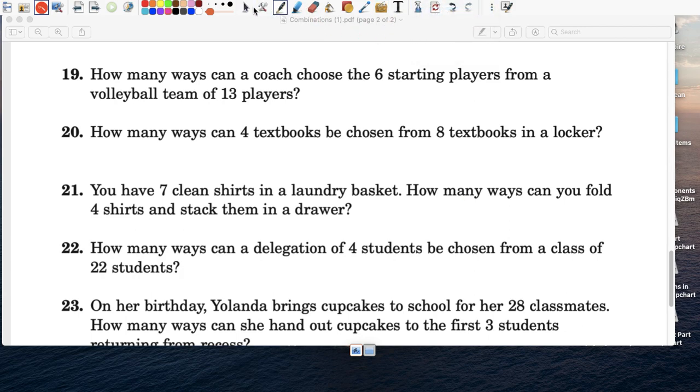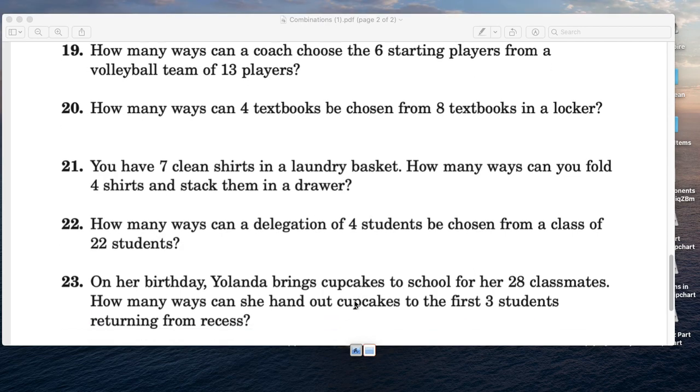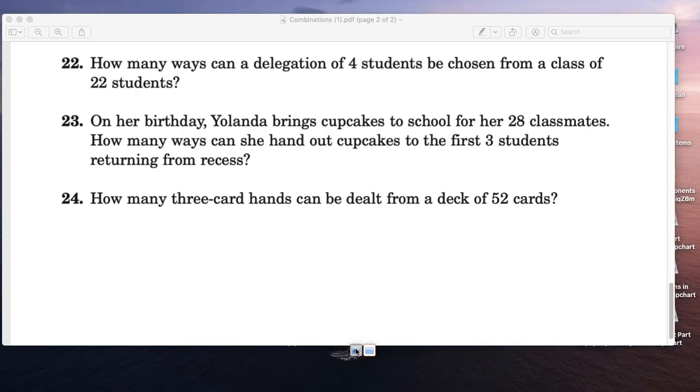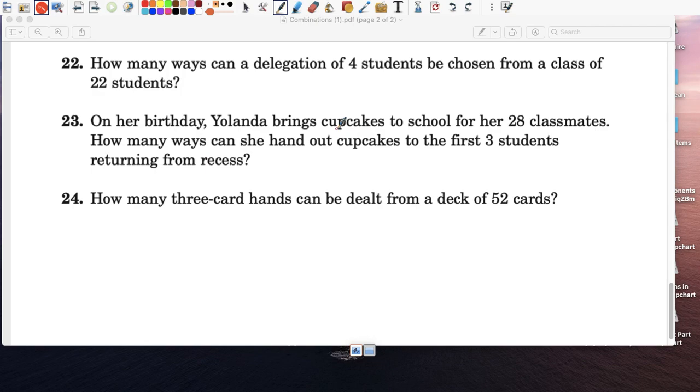23. Sorry. On her birthday, Yolanda brings cupcakes to school for her 28 classmates. In how many ways can she give cupcakes to the first 3 students returning from recess? Let's think. If you're at the door and you're coming back from lunch, and the first 3 people get a cupcake, does it matter in which order those 3 people come? So if A shows up, he gets a cupcake. B shows up second, he gets a cupcake, and C shows up third, he gets a cupcake. What if C comes first, and then A comes second, and B?